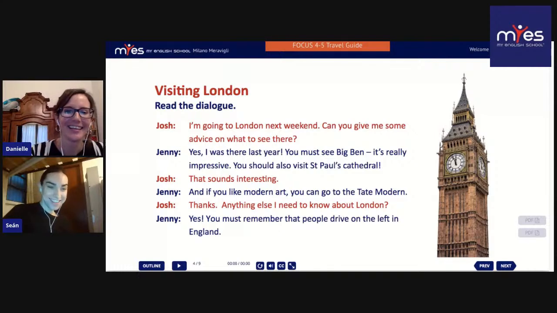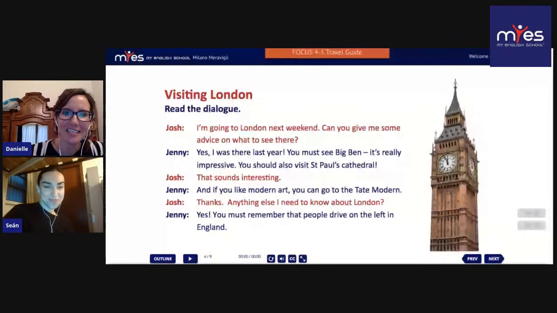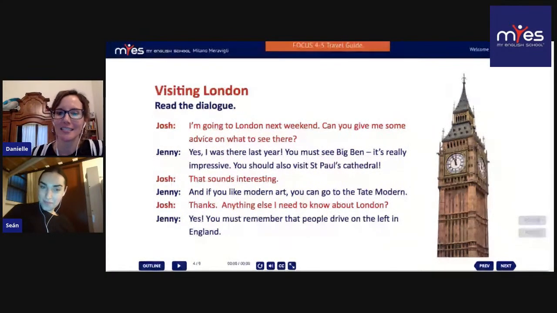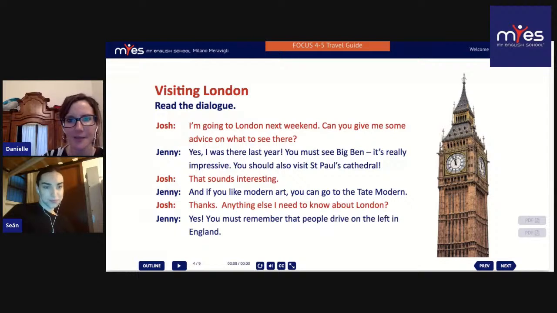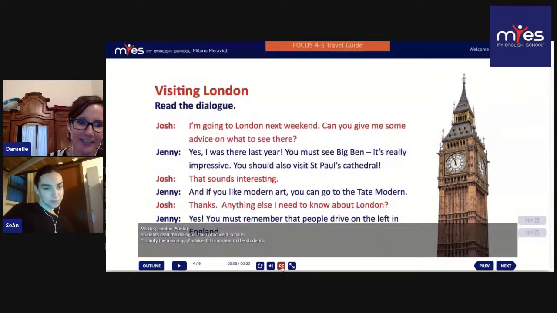So we've got a conversation about different things in London. This here, the clock tower, is Big Ben, and it's the clock on the Houses of Parliament, on the British Parliament. Some other places, so St. Paul's Cathedral, a very beautiful and important church in London. And then you've got the Tate Modern, which is an art gallery, my favourite art gallery. Yeah, I love the Tate Modern.